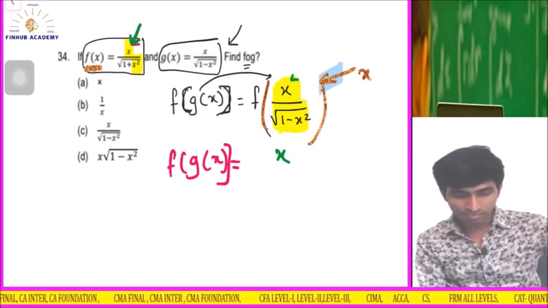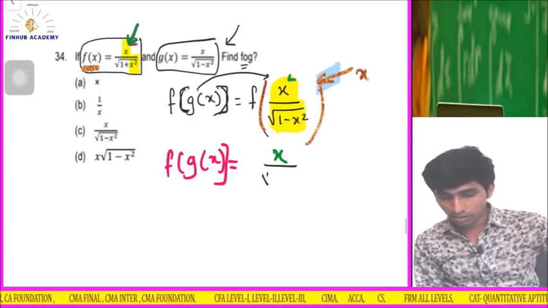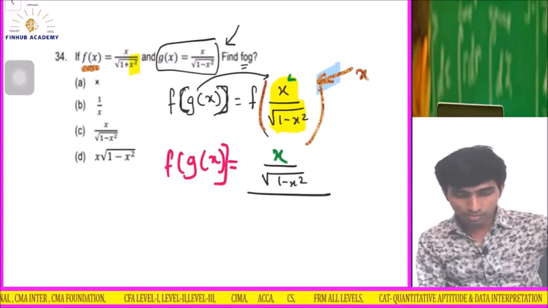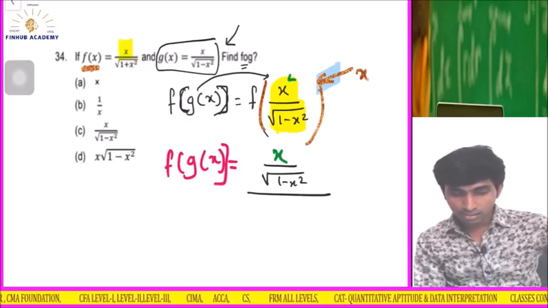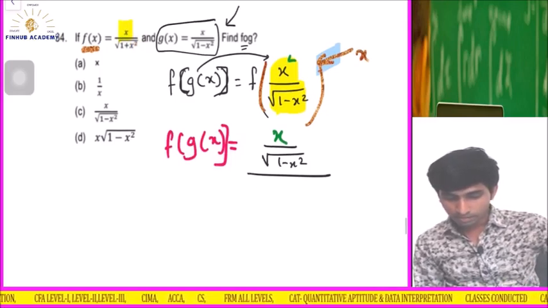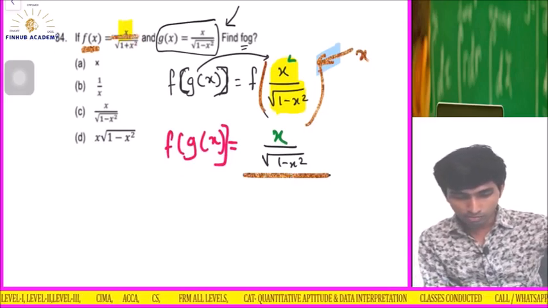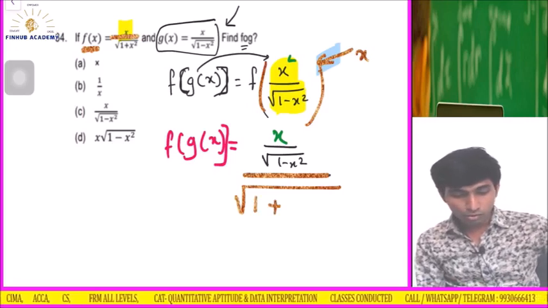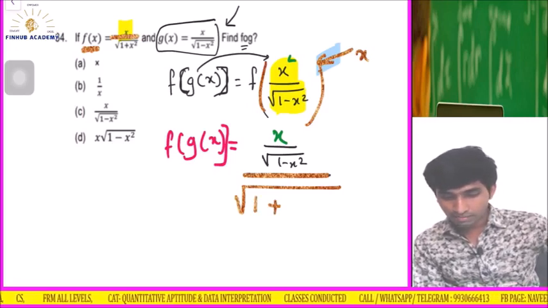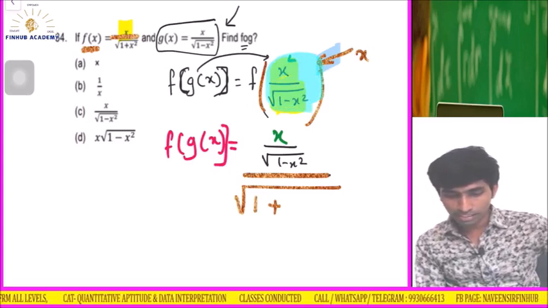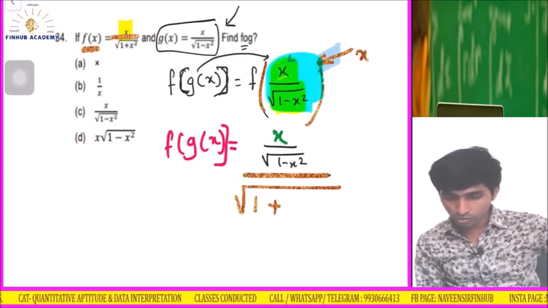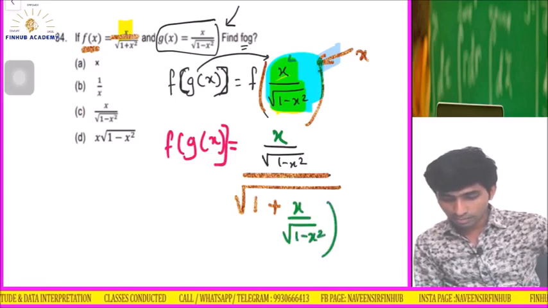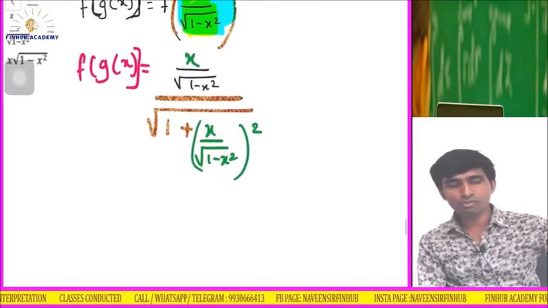x upon under root 1 minus x square, this is my numerator x, okay, other things remaining the same, upon, this I have put upon because here it was upon, under root 1 plus x square it is, so instead of x I will substitute this full part. Okay. So what I will substitute, I will substitute x upon under root 1 minus x square, don't forget it is the whole square, okay. Now you have to simplify this, that's it.